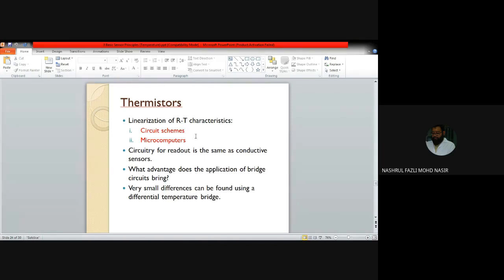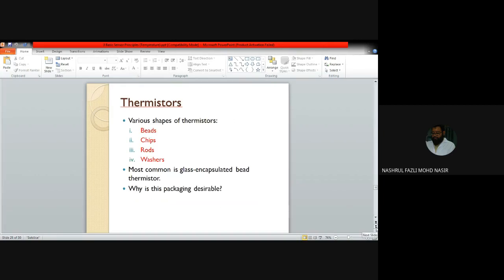The realization of the R and T characteristic uses circuit schemes and microcomputers. So the circuitry for readout is the same as the conductive sensor. Maybe you can also use the bridge circuit, and if a very small difference needs to be found, use a differential temperature bridge. So these are the things if you want to apply it.